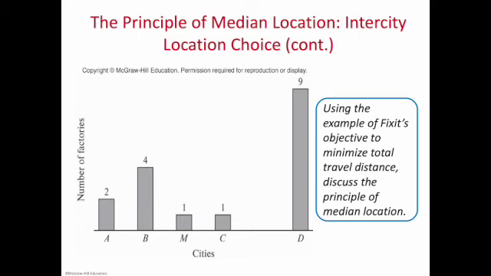To show the superiority of the median location, suppose Fixit starts in city M, and then moves 20 miles east to city C. The move reduces the travel distance to factories to the east, in cities C and D, by 200 miles, 10 factories times 20 miles, but increases the travel distance to factories to the west, in cities A, B, and M, by 220 miles, 11 factories times 20 miles. The total travel distance increases because Fixit moves closer to 10 factories, but farther from 11 factories. In general, any move away from the median location will increase travel distances for the majority of factories, so the total travel distance increases.